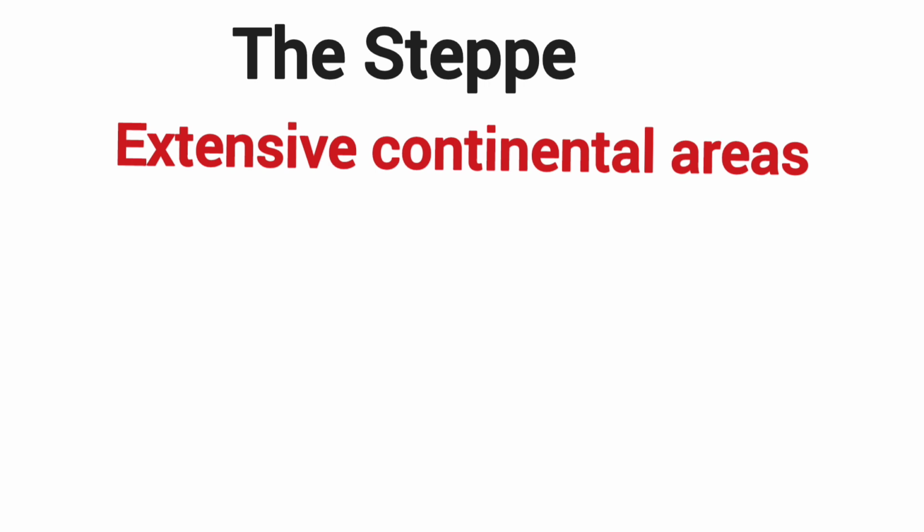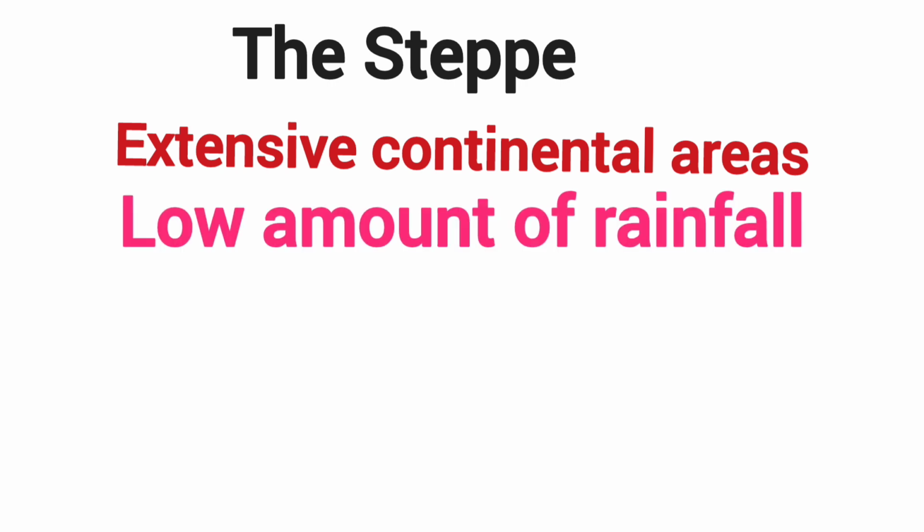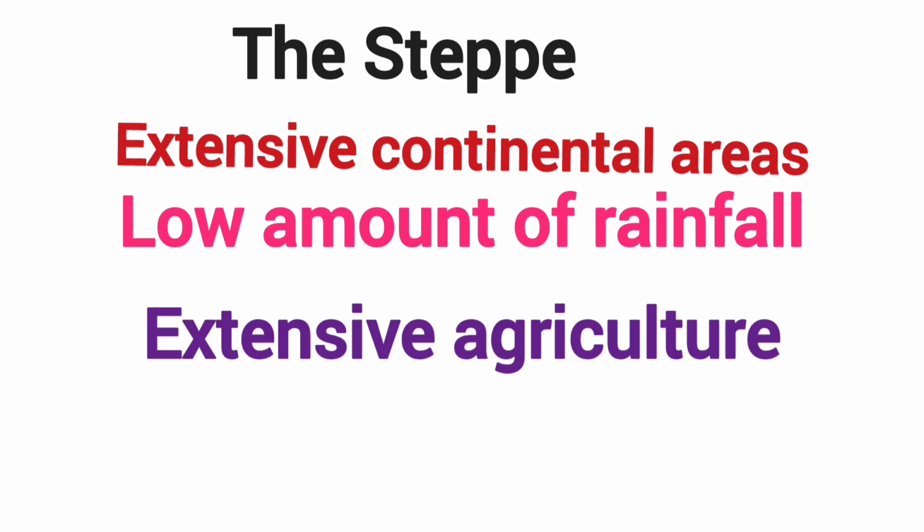Steppe. The steppe has the type of grasslands. These grasslands extend in extensive continental areas. These semi-arid regions have extremes of heat and cold. The low amount of rainfall restricts the natural vegetation to grass and shrubs. Extensive agriculture is practiced in this natural region. An example of a country with the steppe region is Ukraine.